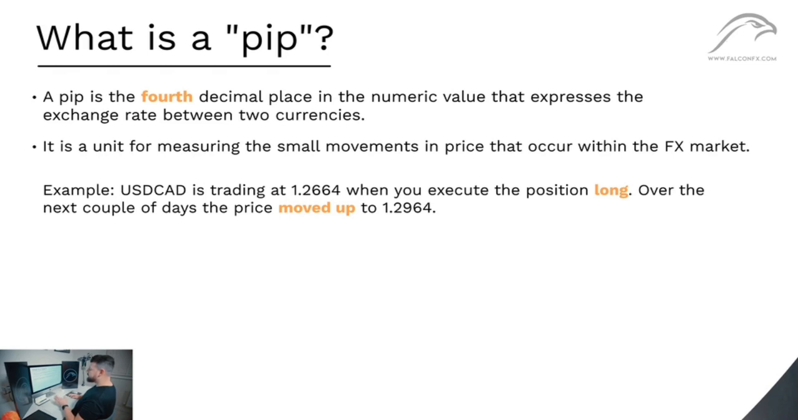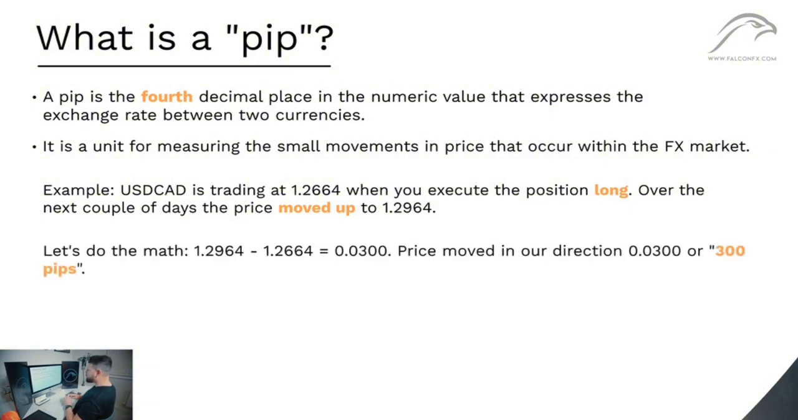For example, let's take a look at USD CAD again. So USD CAD is trading at 1.2664. When you execute the position long, so you're expecting the US dollar to appreciate over the Canadian dollar, over the next couple of days, price moved up to 1.2964. Let's do the maths. So if we take the first price, 1.2964, we minus that by 1.2664, that equals 0.0300. So price moved in our direction 0.0300 or 300 pips.